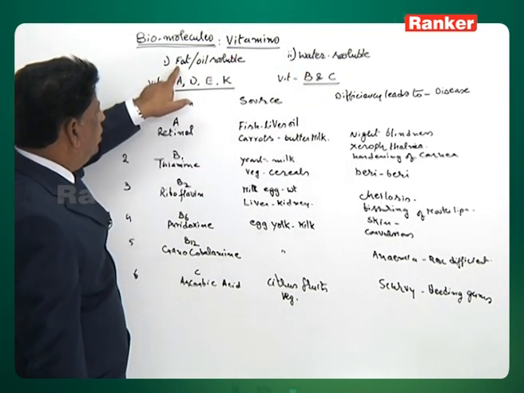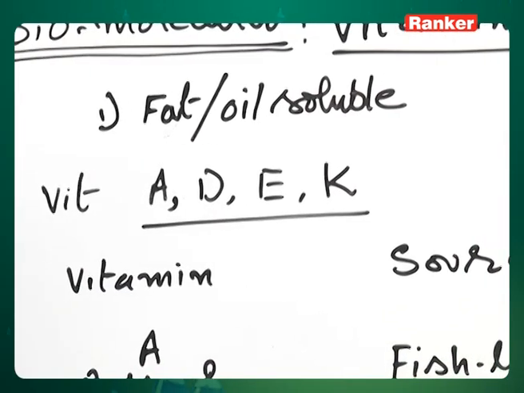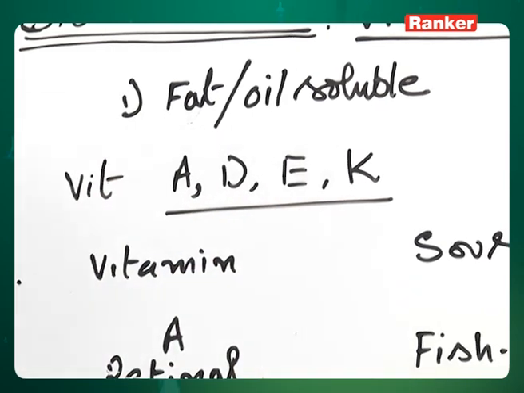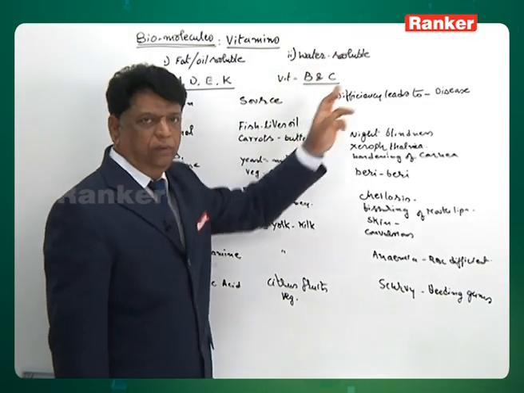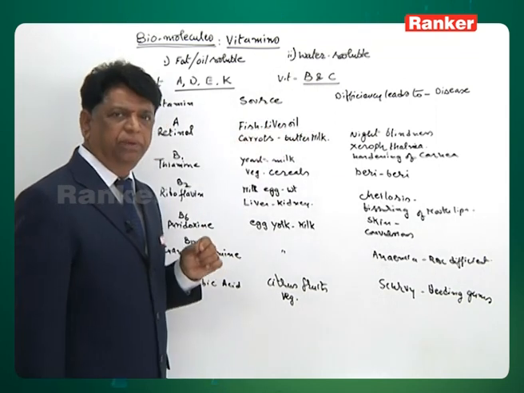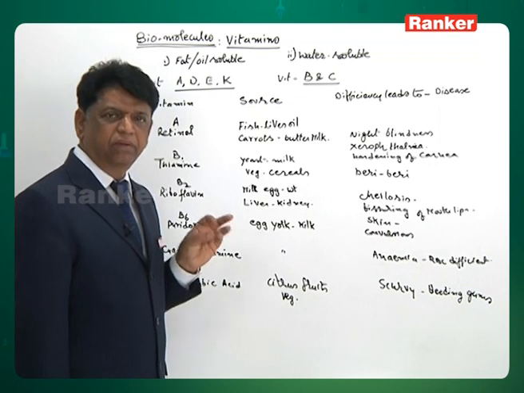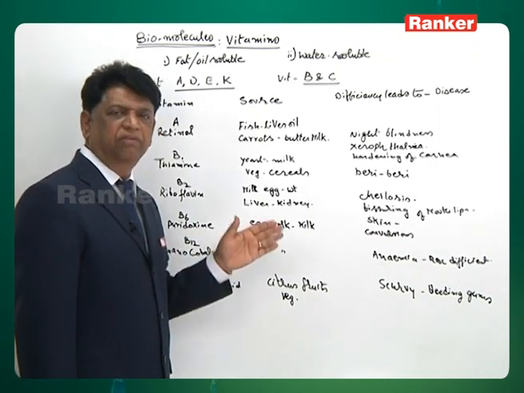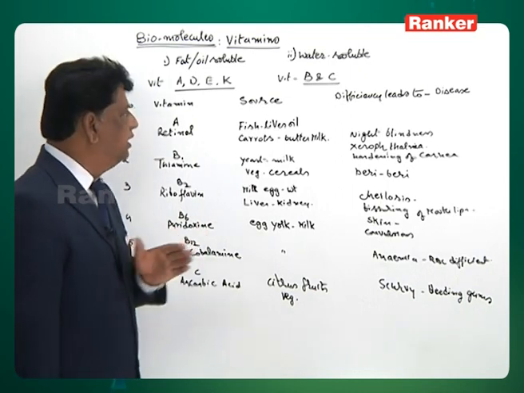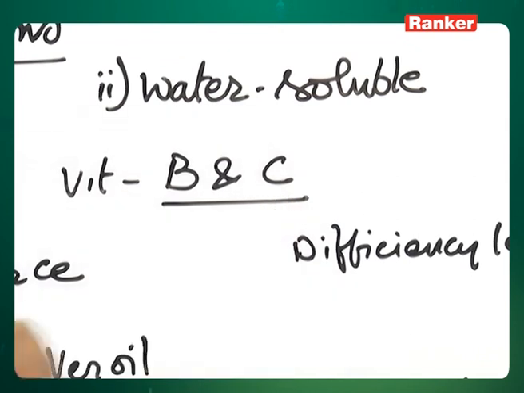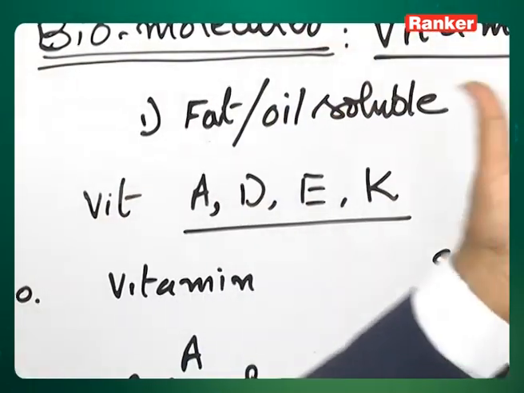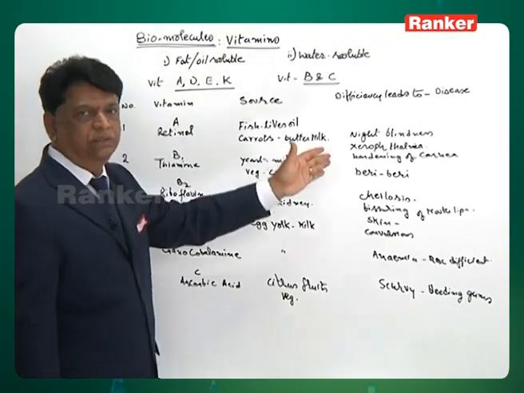Vitamins which are soluble in oil or fat come under the first category: vitamin A, vitamin D, vitamin E and K. The second category is water soluble: vitamin B and vitamin C. However, vitamin B is a complex, from B1 up to B12, subcategorized into B1, B2, B3, B6 and so on. All the vitamin B complex as well as vitamin C are water soluble. So they are divided mainly into oil soluble and water soluble.